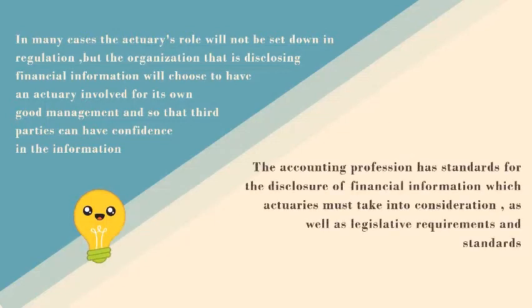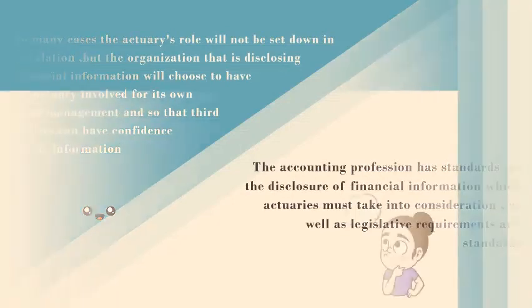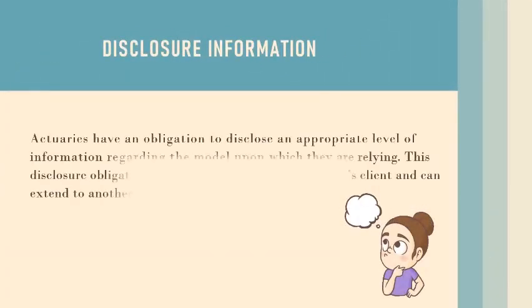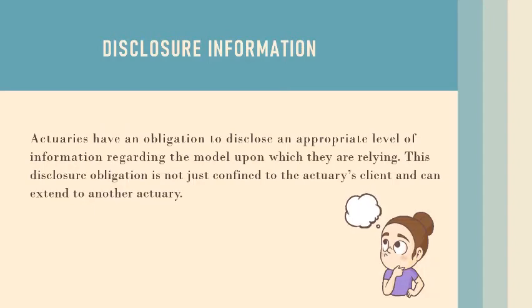The accounting profession has standards for the disclosure of financial information, which actuaries must take into consideration, as well as legislative requirements and standards. Actuaries have an obligation to disclose an appropriate level of information regarding the model upon which they are relying. This disclosure obligation is not just confined to the actuary's client and can extend to another actuary.